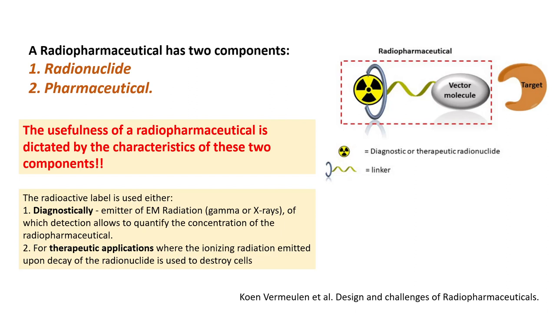And if it decays by emitting alpha particles or beta particles, then the pharmaceutical is used for the treatment of malignant diseases. These particles, being high LET particles, deposit energy in the cells, thereby causing molecular lesions, double strand breaks and so on, and are used to destroy the cells.